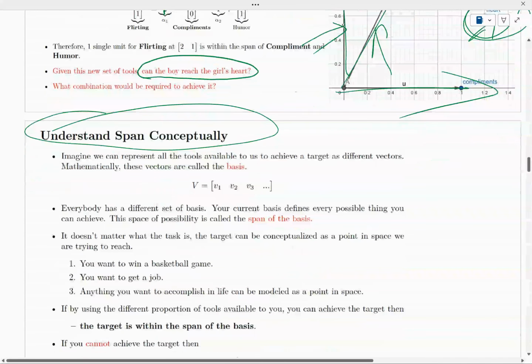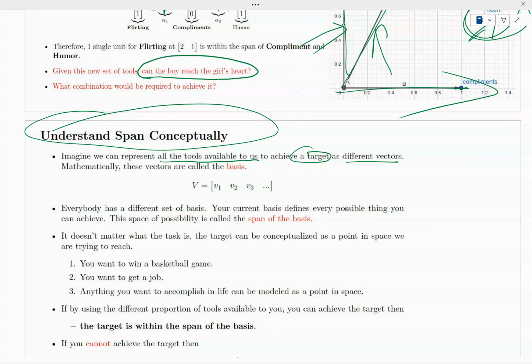Now imagine we can represent all the tools available to us to achieve a target as different vectors. So imagine all the tools you have are vectors. Mathematically speaking, we call these vectors the bases. So if we have three tools, it will be three basis vectors, and together, we can represent that as a matrix. So these are the tools available to you. Now, everybody has a different set of bases. You can imagine you are good at certain things, and I'm better at certain things. So we have different tools.